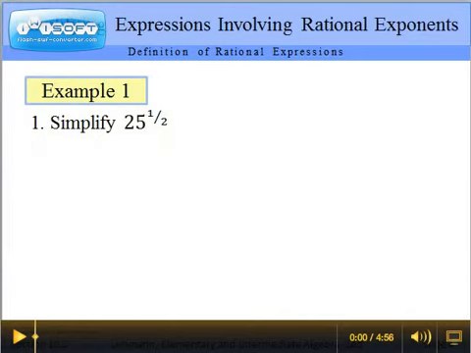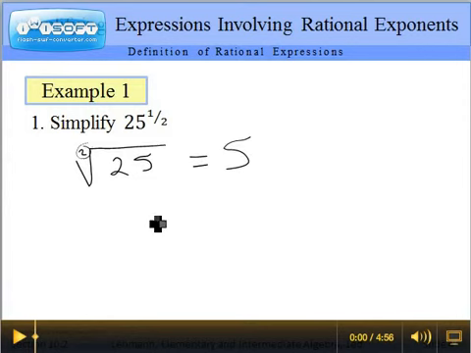So for example, I want to simplify 25 to the 1/2. What 25 to the 1/2 means is that I'm taking the square root of 25, or the second root of 25, though we often don't write the 2. So the square root of 25 is equal to 5. So 25 to the 1/2 is the same as 5.